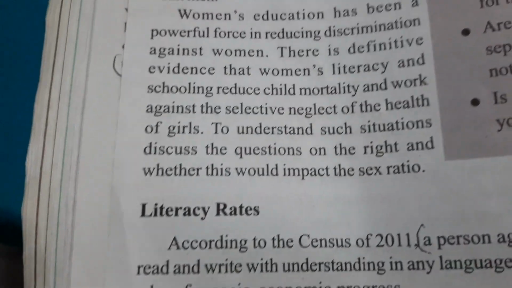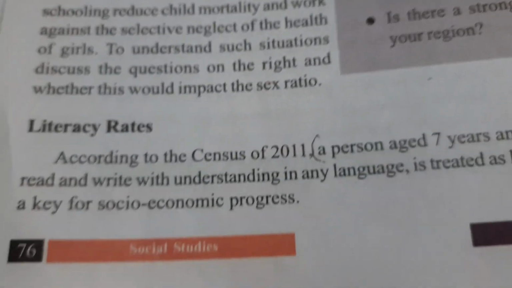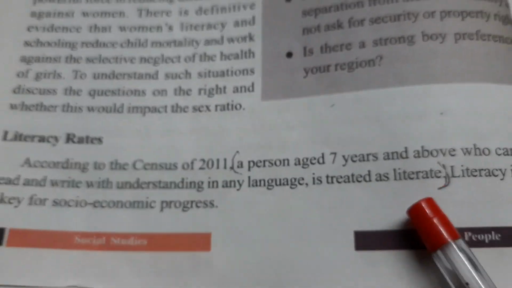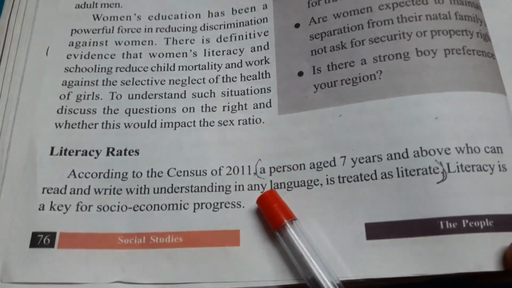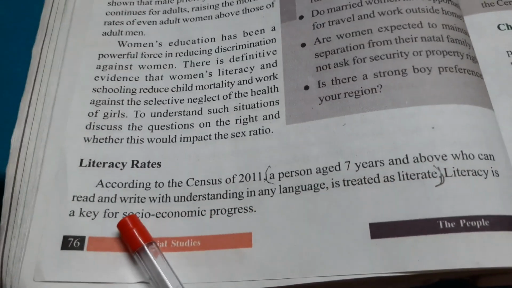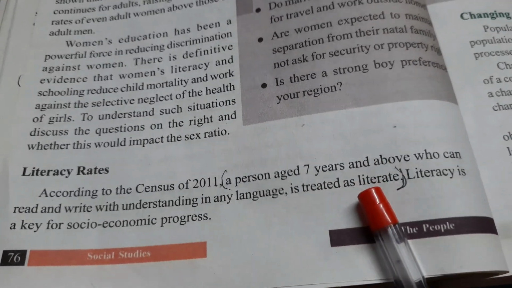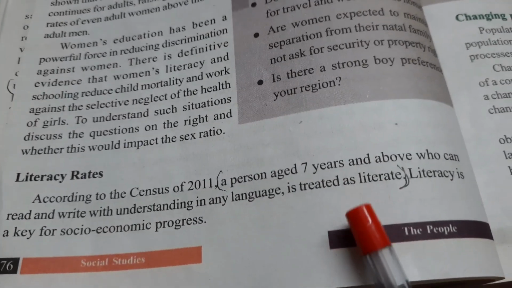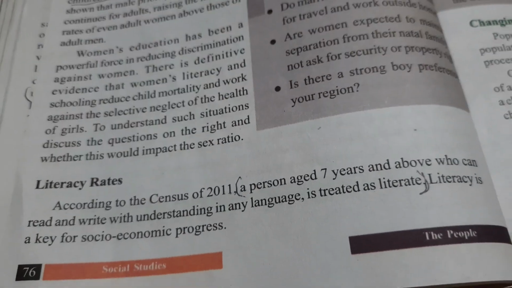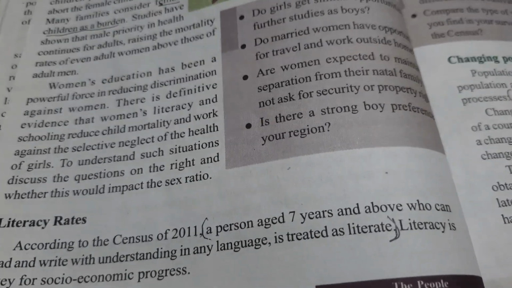Now we have another topic, literacy rate. What is meant by literacy rate, children? We will see. A very good definition is given in our textbook. A person aged 7 years and above who can read and write with understanding in any language is treated as literate. So what do you mean by literacy rate? It means a person above 7 years of age who can read and write with understanding in any language can be considered literate.